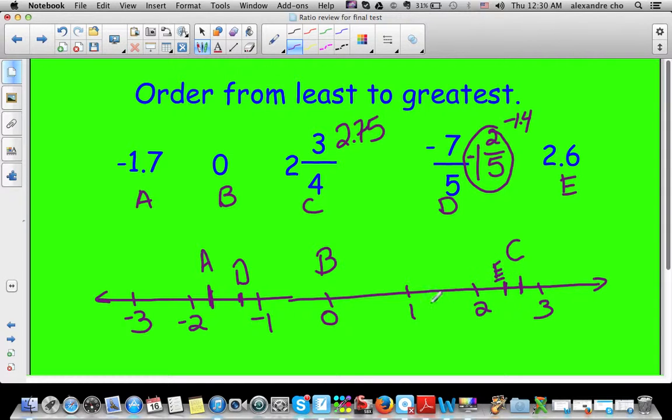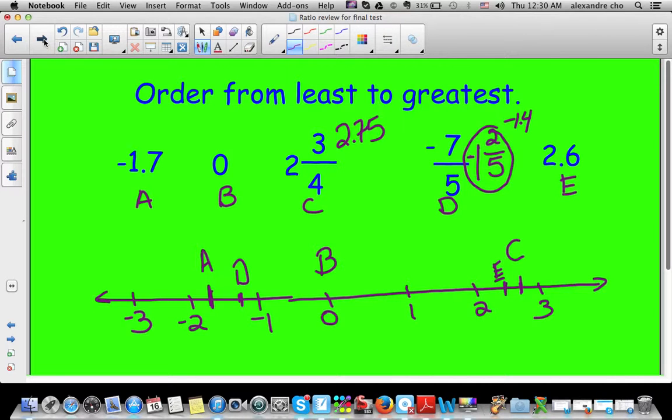So there is my order. The smallest number is A, which is negative 1.7. The second smallest is D, which is negative 1 and 2/5. The third smallest is B, which is 0. The fourth one is E, which is 2.6, and the biggest number is C, 2 and 3/4. Okay? All right, so that was like your 3 do now questions.